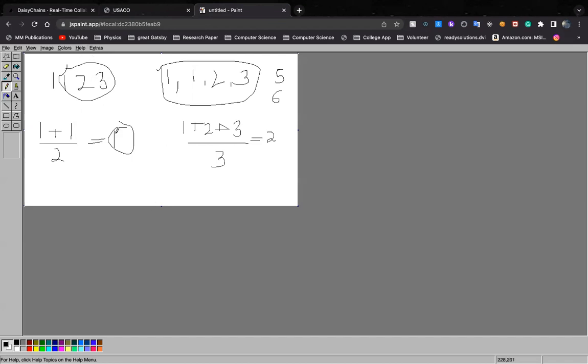3 over 2 is a decimal, so that doesn't count. 1 plus 2 plus 3 over 3, that works. And then finally, we take 2 plus 3 over 2. 2 plus 3 over 2 is 5 over 2, which is also a decimal. So what we end up with is 6. So 6 is the total number of flowers.